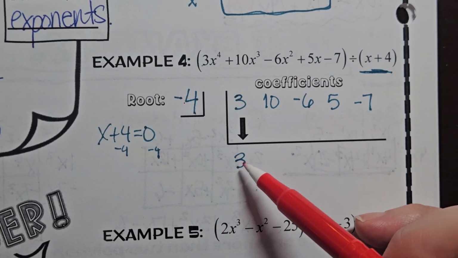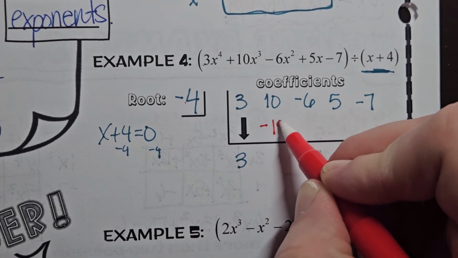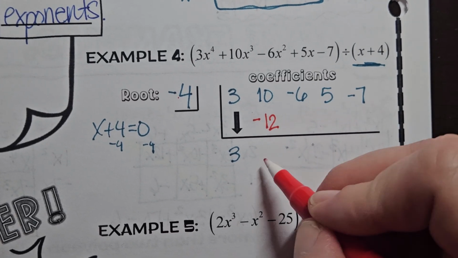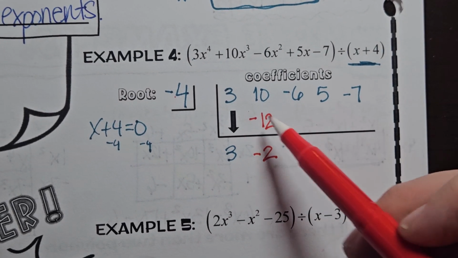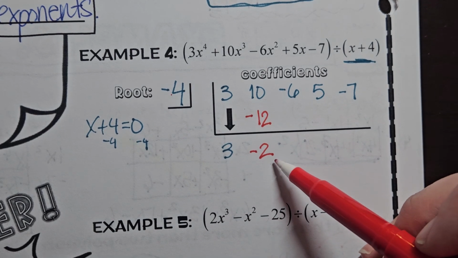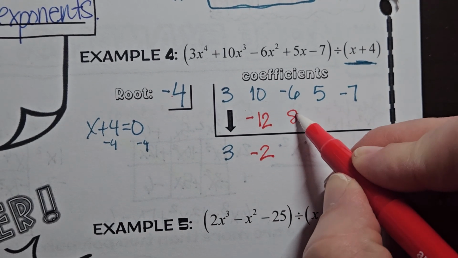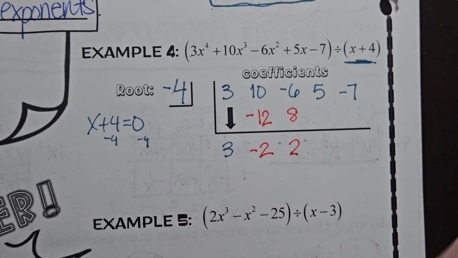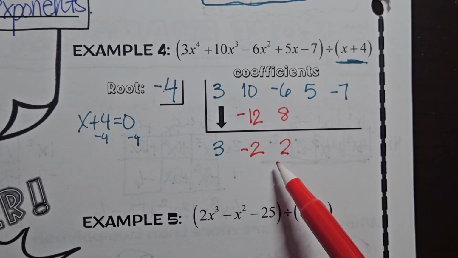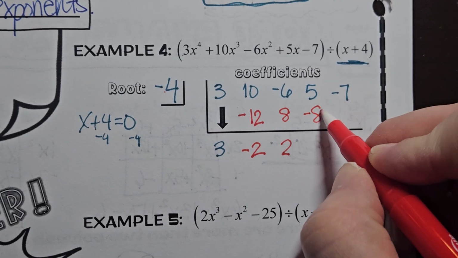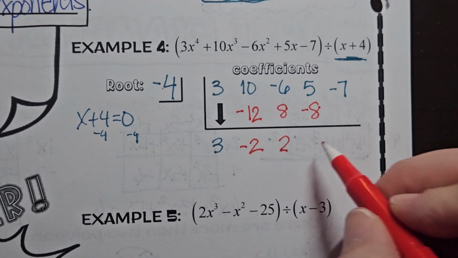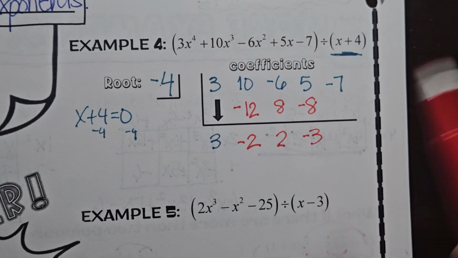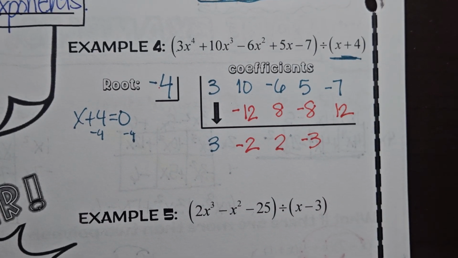And now we're going to multiply. So negative 4 times 3, I've got a negative 12, just put it in the next empty spot. And then 10 plus negative 12, 10 minus 12 is negative 2. And then repeat the process again. Negative 4 times negative 2 is 8. Negative 6 plus 8 is positive 2. Negative 4 times positive 2, negative 8. 5 minus 8 is negative 3. And finally, negative 4 times negative 3 is positive 12.